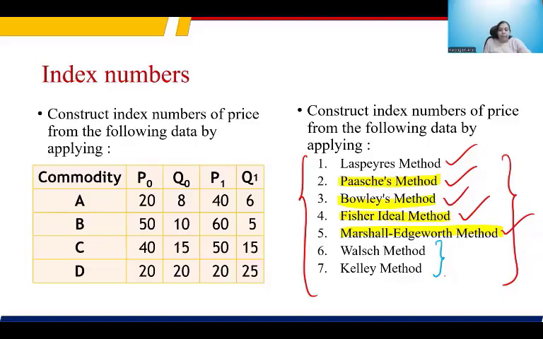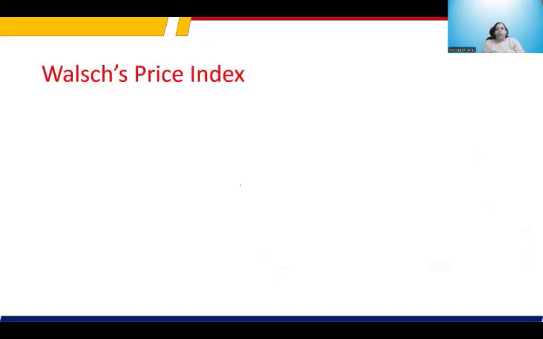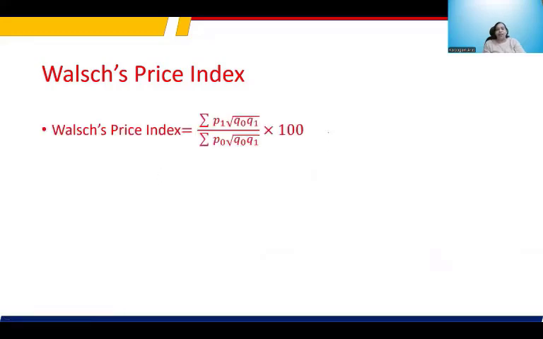Now that we have finished Kelly's method, let's go ahead for the last method called the Walsh method. In the Kelly's method, we have taken the average of the quantity, but whereas in the Walsh method, we are going to multiply the quantity and then do a square root of it. This is the formula to calculate it. How easy and simple this is going to be.